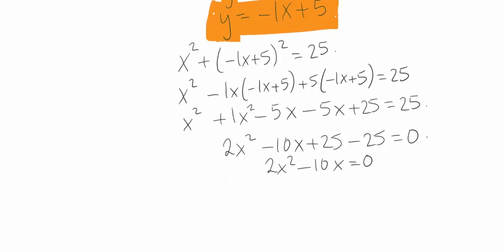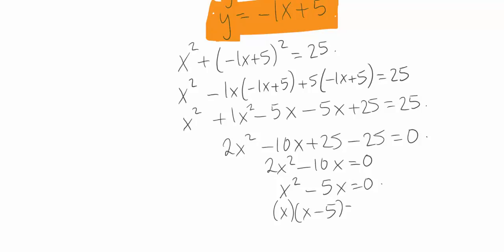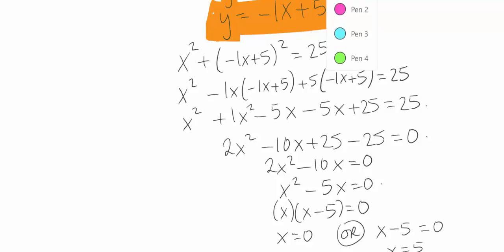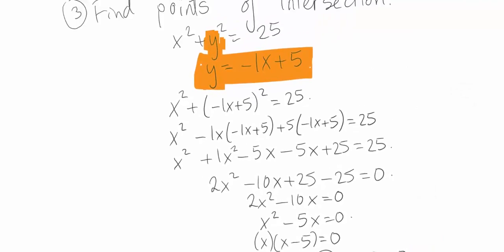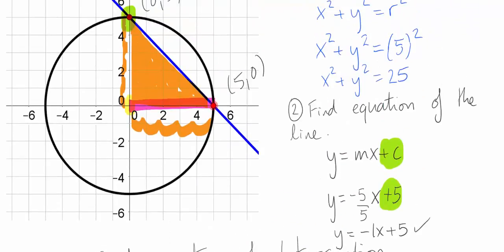And dividing both sides by 2 now, we can see that x squared minus 5x is equal to 0. So using our factorization, we can take out the common factor to give me x is equal to 0, or x minus 5 is equal to 0, so x is equal to 5. So at this stage now, we have two values for our x's: x is equal to 0 and x is equal to 5. And if we check that on our graph, we can see that indeed x was equal to 0 and x was equal to 5.